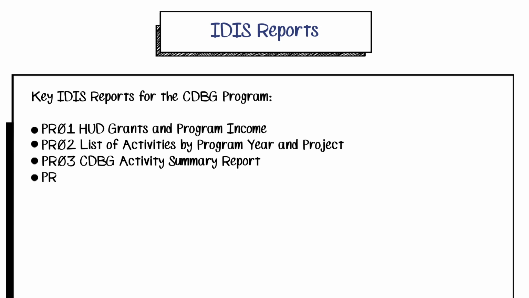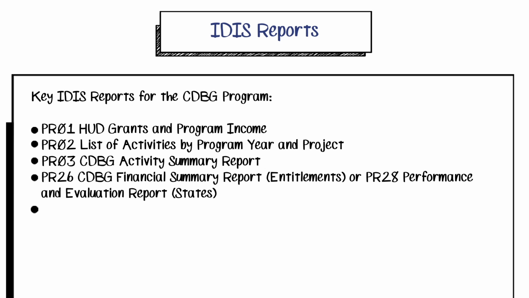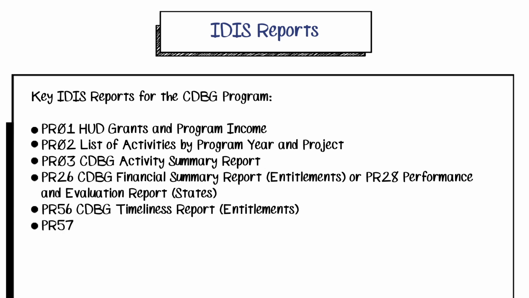The PR26 CDBG Financial Summary Report for entitlement grantees, or the PR28 Performance and Evaluation Report for states that shows compliance with program financial rules. The PR56 CDBG Timeliness Report for entitlements that shows compliance with the timely expenditure requirements, and the PR57 CDBG State Grant Commitments, Timely award of funds report that shows the state's progress in meeting the timely distribution requirements of CDBG funds to units of general local government.